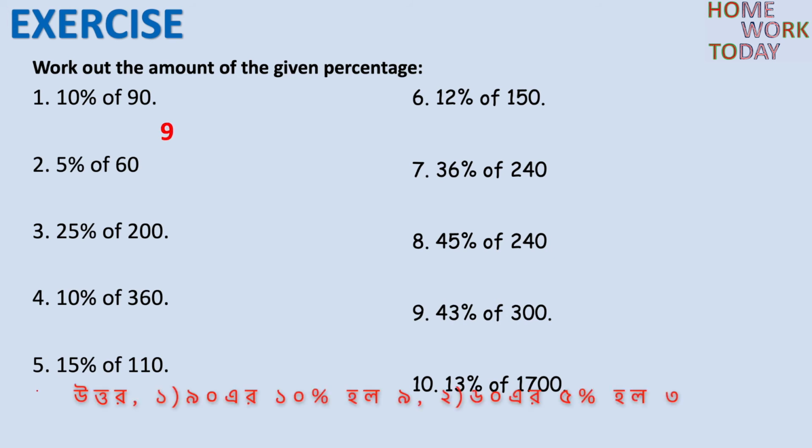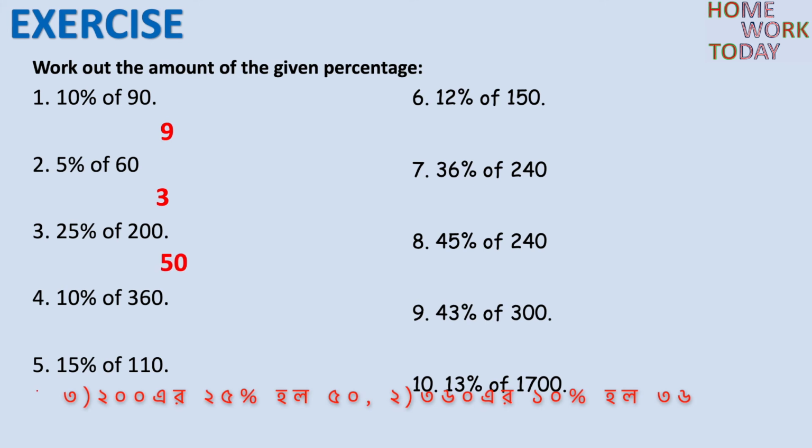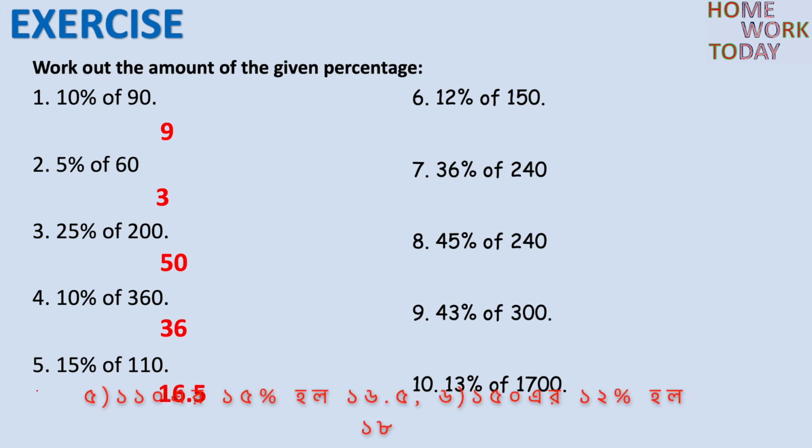Answers. Number 1, 10% of 90 is 9. Number 2, 5% of 60 is 3. Number 3, 25% of 200 is 50. Number 4, 10% of 360 is 36. Number 5, 15% of 110 is 16.5. Number 6, 12% of 150 is 18.